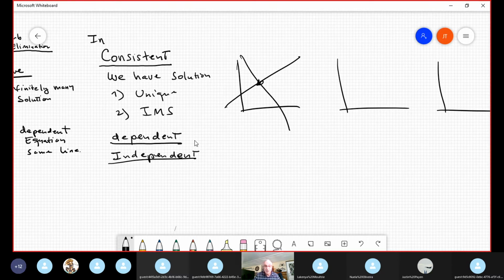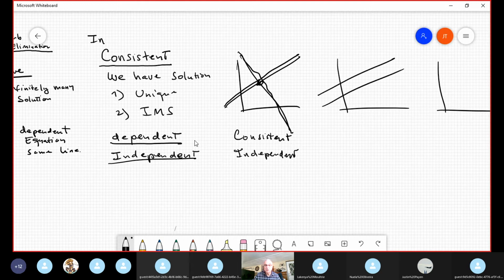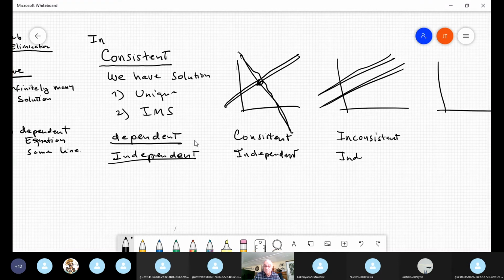This system is consistent because we have one solution at this point. And this system is also independent. Independent means that we have totally different lines. This line and this line are different. Suppose this system has no solution, so it is inconsistent. And inconsistent is, in this case, also independent because it is a totally different graph. This line and this line are different.